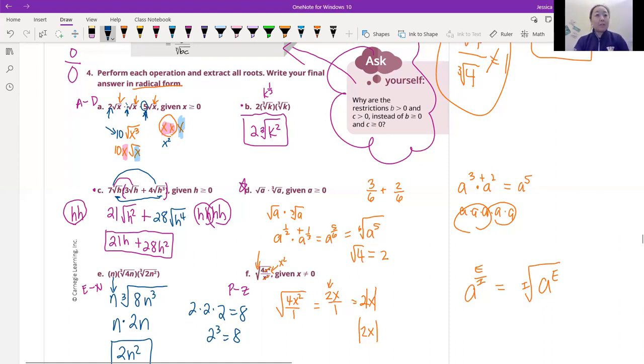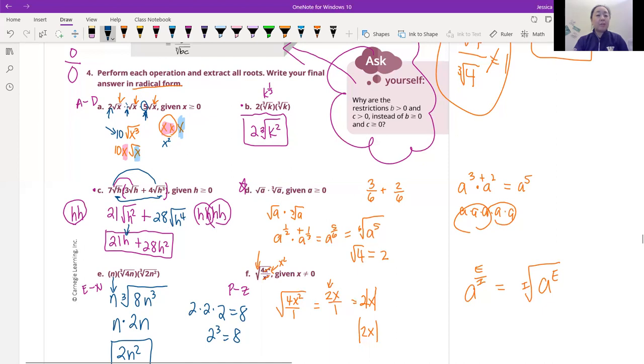So I tried to use different colors here. So 7 times 3 is 21. And the square root of h times the square root of h is the square root of h squared, right? We're multiplying here, remember? And we know that the square root and the h squared are going to cancel out. So all we have left is this h. Okay. So that's what it just becomes.